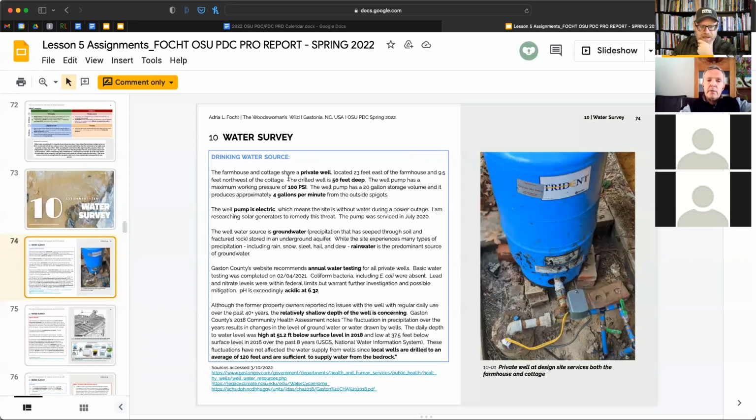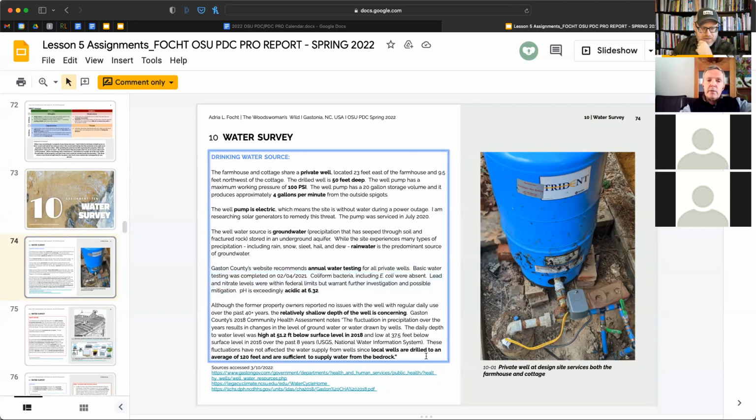Love the bolded highlighting, really pulls out the information. Has a maximum working pressure of 100 PSI, 4 gallons a minute, little low, but that's all right. Pump is electric. Well water source is groundwater, and she's gone a little bit into the aquifer. She's talked about the local county's recommendation for water testing, and then the water test that was recently done, and talking a little bit about the issues with it.